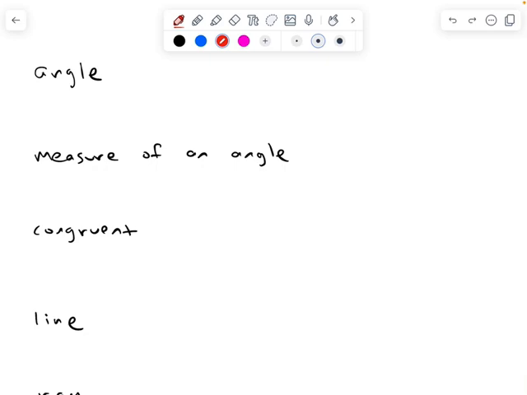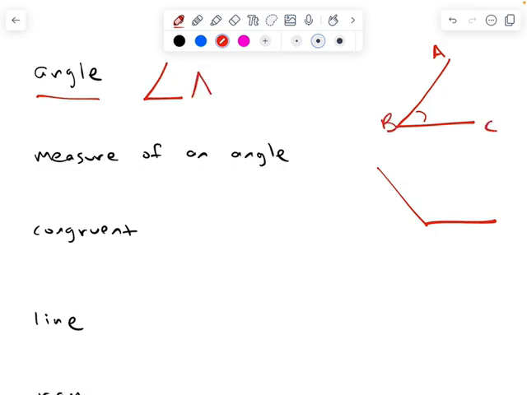First one is angle. An angle is formed when you have a couple of lines like this. So we can have little angles, we can have really huge angles, and the symbol for angle is just a little angle symbol. And we call it by the letters that form it. So ABC, we call this angle ABC. This angle we call QRS.